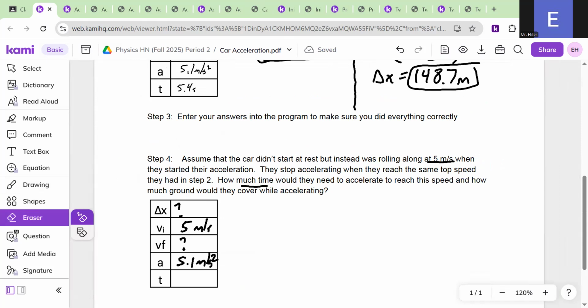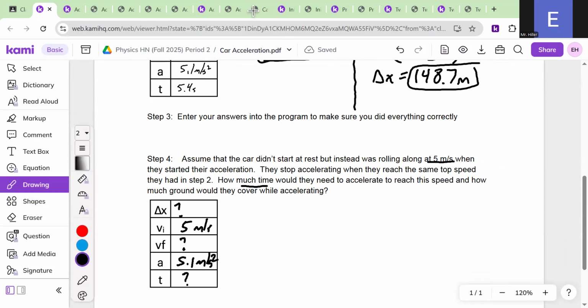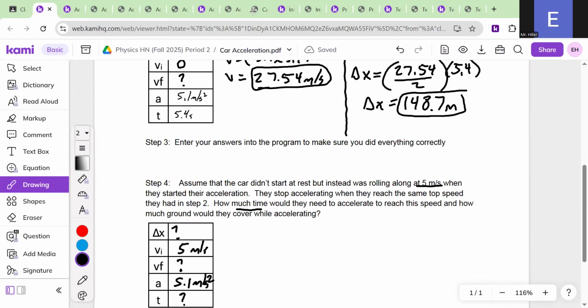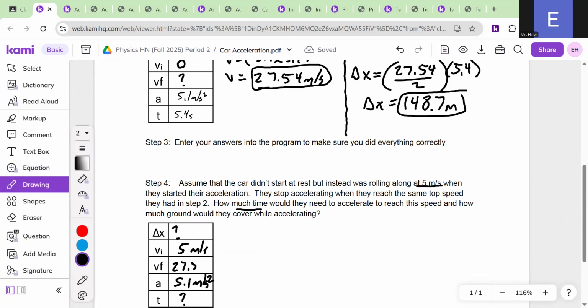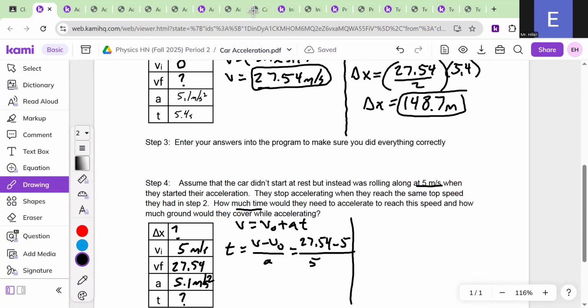How much time would it need to accelerate to reach the speed, and how much ground would it cover? So it's the same top speed as before, 27.54, right? And for that one, we're going V equals V naught plus AT, right? And you're just solving for time. So what I'll do is I'll subtract V naught and divide by A. So V minus V naught over A would be 27.54 minus 5 over 5.1.